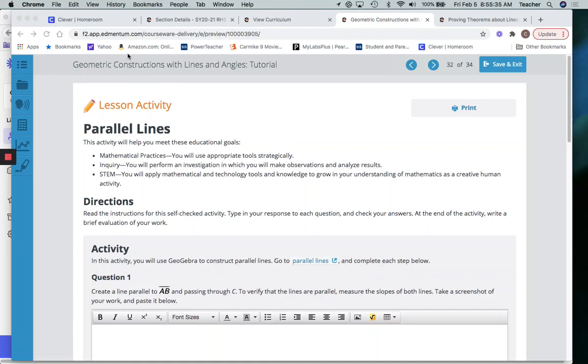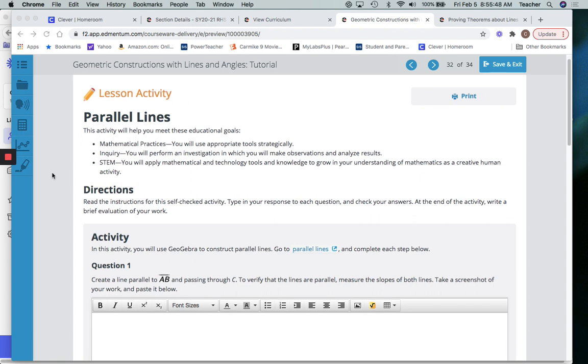Alright, you guys, we're still in geometric constructions and we are on slide 32 of 34, which means this is going to be the last activity for this lesson. And we were talking about parallel lines. Well, we have definitely talked about parallel lines in this class before. Parallel lines are lines that never intersect in the same plane. So, we're probably going to be looking at drawing lines that are never going to intersect.